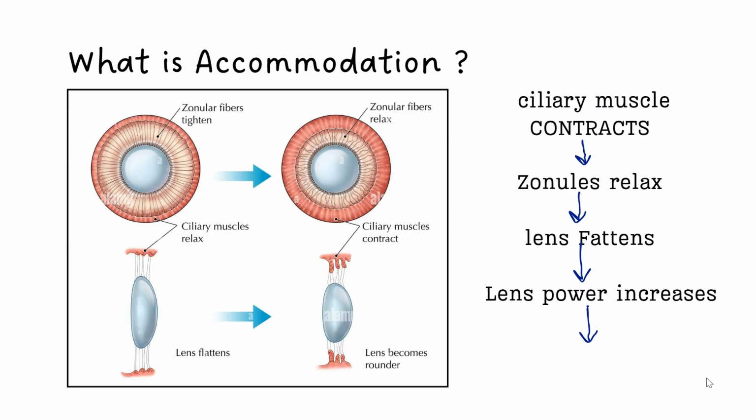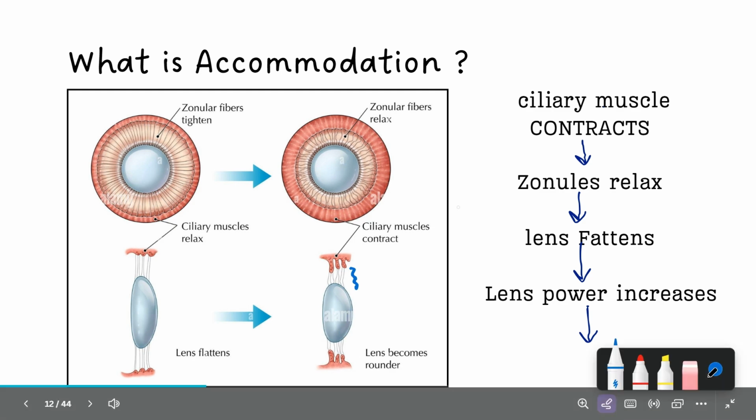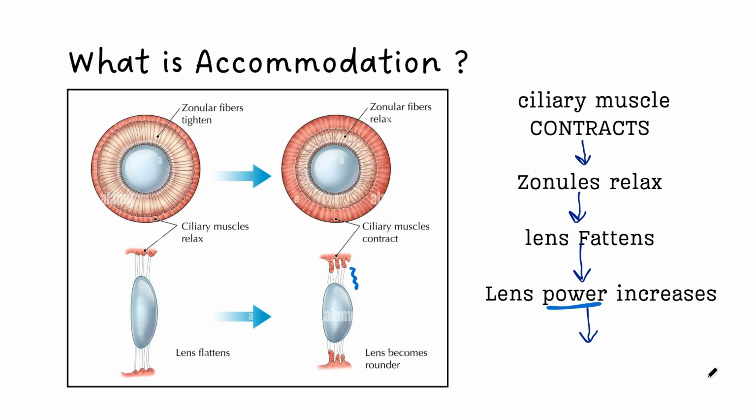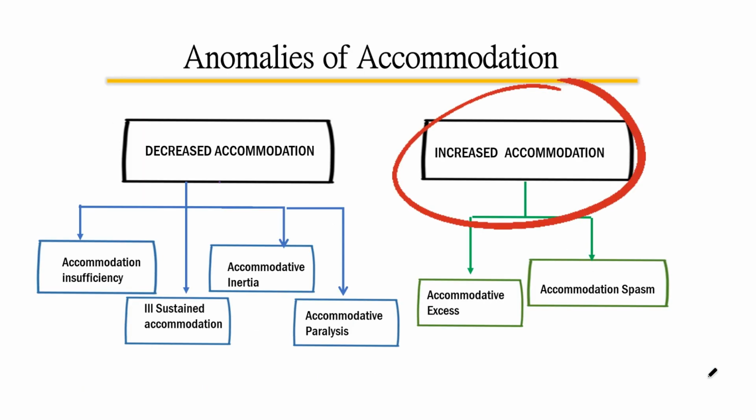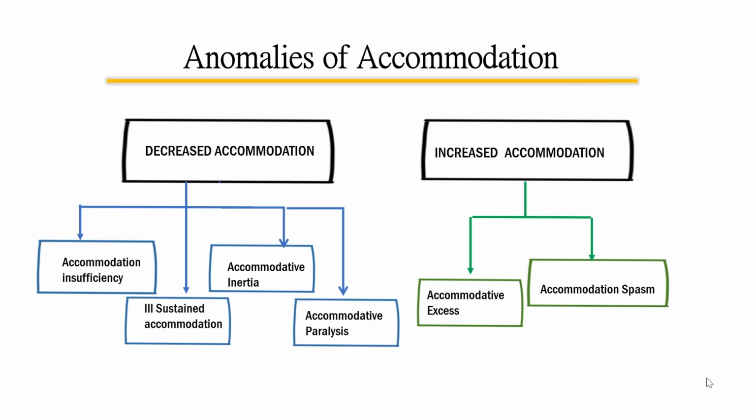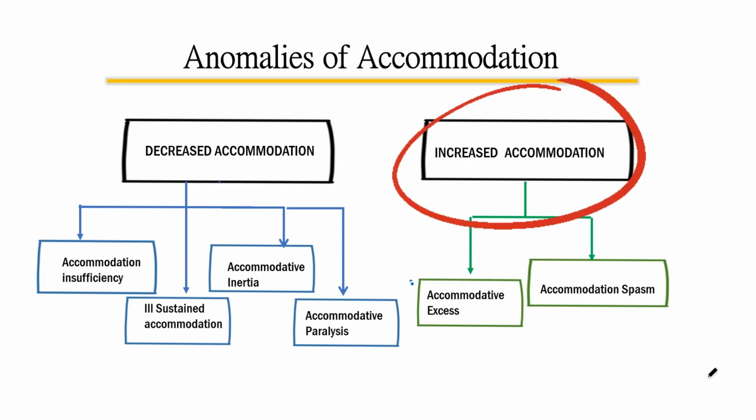So as I told you, basically in accommodation, the ciliary muscle is first going to contract, and as the ciliary muscle contracts, the zonules which are attaching the ciliary body processes to the lens are going to relax, and as they relax, the lens is going to fatten up, or basically increase its anterior posterior diameter, and this leads to an increase in the power of the lens, and that is what is accommodation. So as promised, today we are discussing the anomalies of accommodation associated with increased accommodation, and these are of two types: accommodative excess and accommodative spasm.